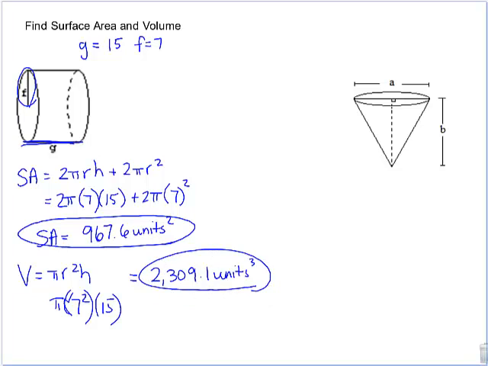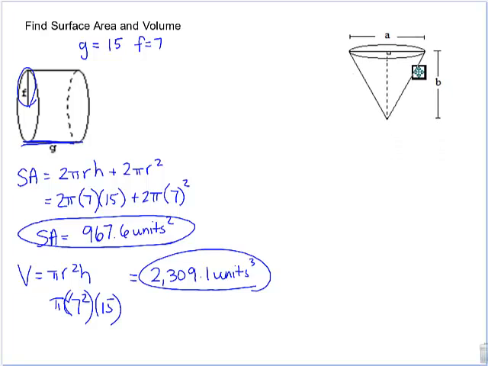Okay, cone. Same idea for the cone. We're just going to have to identify what we know and then plug it in accordingly. So here for the cone, I'm going to tell you that A is 20 centimeters and B is 25 centimeters. So the surface area for a cone is pi r L, L for the slant height, plus pi r squared. We do not know our slant height, so that's what we need to find.